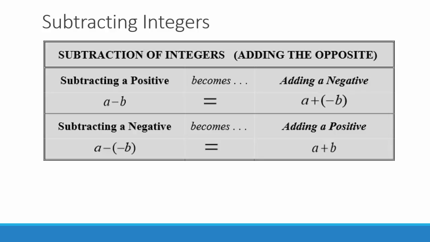Subtracting integers. In order to subtract integers, we're going to change any subtraction sign to adding the opposite. So in this case, when we have a minus b, we're going to change it to a plus -b. And if we have subtracting a negative, a minus -b, we're going to change it to adding a plus b. Then we will use our rules for adding integers.